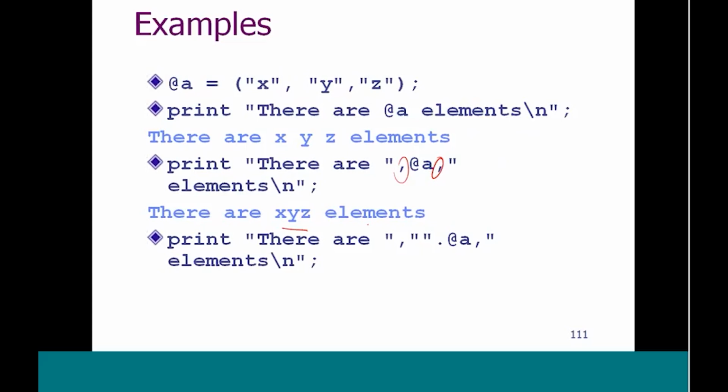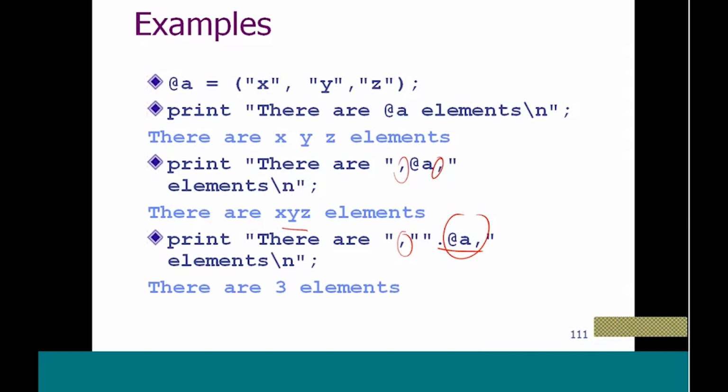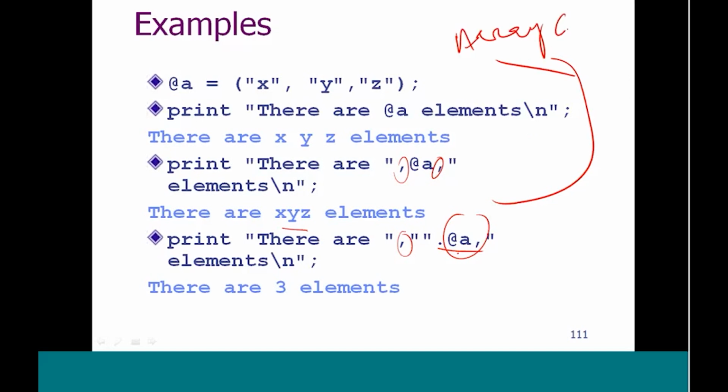Now there is the next one, where we are concatenating a comma to the array. Now what happens? Here it only prints the number of elements, because it's no longer an array context. So this is all array context. Now in this example, this has become a scalar context.